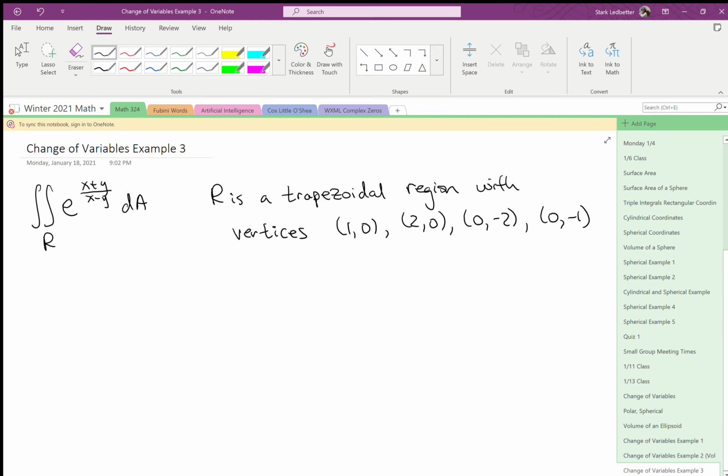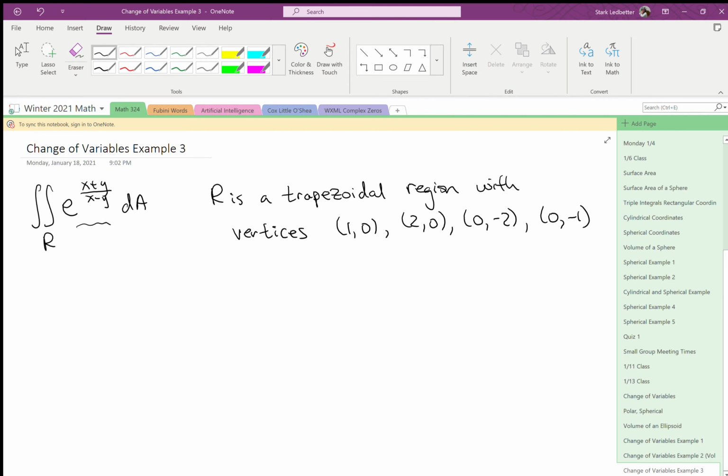All right, here's a problem that we actually can't do without change of variables. The previous ones where change of variables made it easier, but this one we can't do. Why can't we do it? If we just try to integrate this function e to the (x plus y) over (x minus y) with respect to x and y, I don't really know how to integrate that.